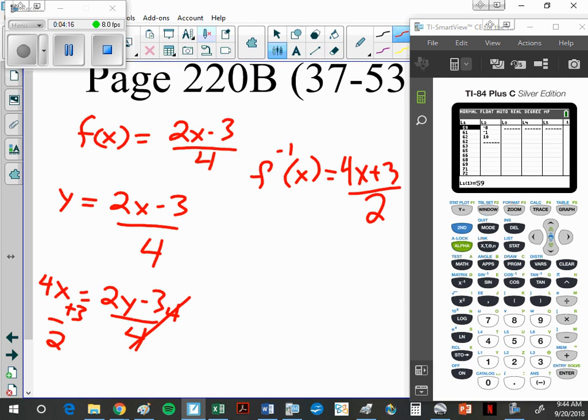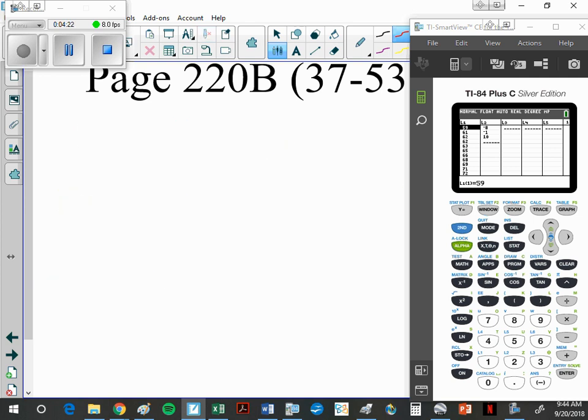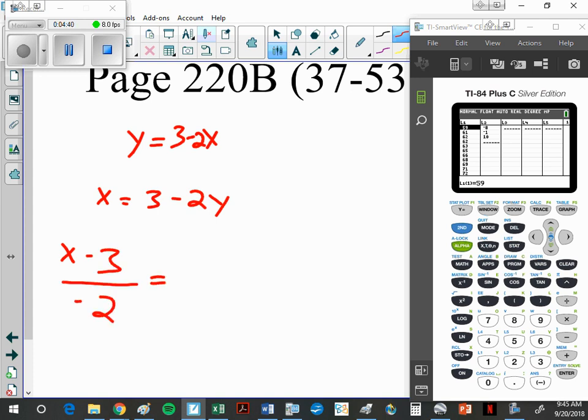Okay. Do you want me to do one with the negative x? Is that where you're getting confused? Okay, so if I had y equals 3 minus 2x, then I would get x equals 3 minus 2y. How do you solve that? Subtract the 3 and divide by negative 2.